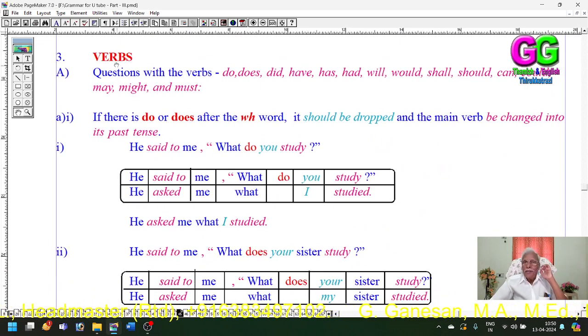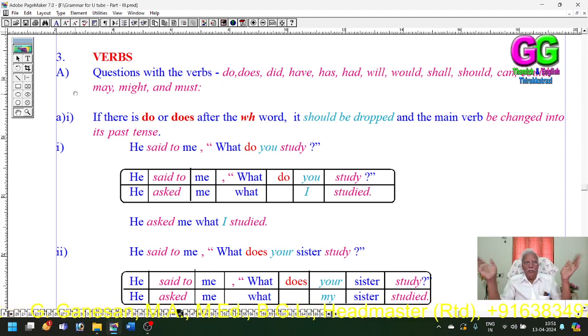See, regarding the verbs, I have divided them into two parts. Part A, questions not having B verbs. That is, am, is, are, was, were. Questions having only B verbs, and questions not having B verbs. The questions not having B verbs I have taken in part A. It is what actually is with the question words: do, does, did, have, has, had, will, would, shall, should, may, might, can, and must.